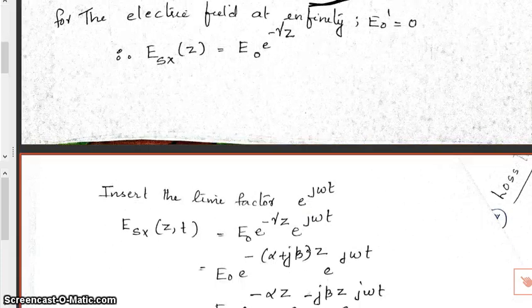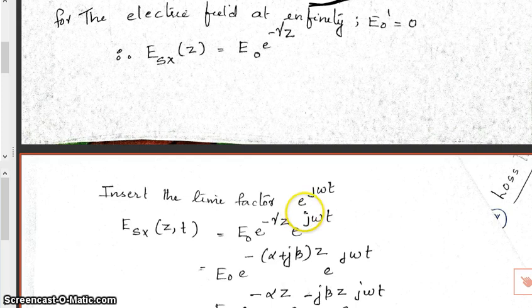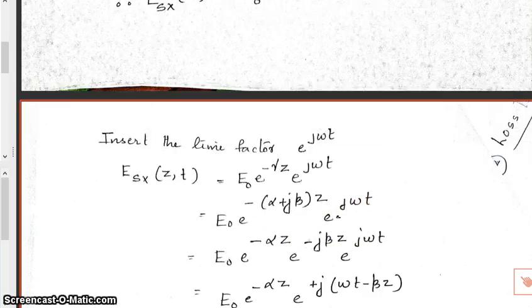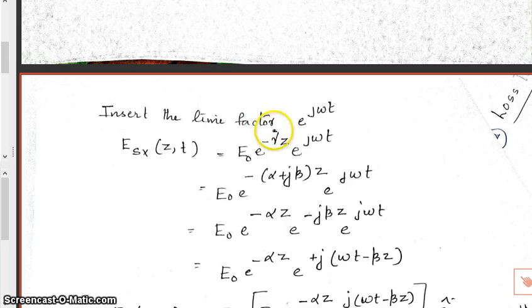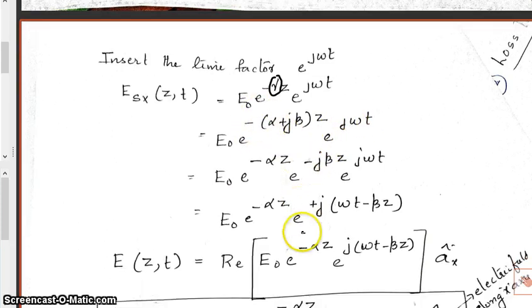Okay. Now the next step is I am going to insert a new factor, that is a time factor e^(jωt). So I can slightly rewrite this solution as Ex(z,t) = E0 e^(-γz) e^(jωt). And you know what is gamma? Gamma is alpha plus j beta, which we studied earlier. So I can write E0 e^(-(α+jβ)z) e^(jωt). Then I am removing these brackets and rearranging.